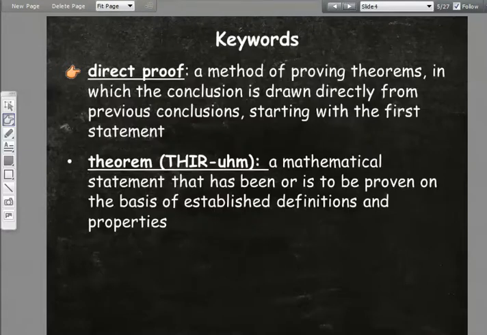Some words we're going to be using in this lesson are direct proof, which is a method of proving theorems in which the conclusion is drawn directly from previous conclusions, starting with the first statement. And we're going to talk a little bit more about a theorem. That's a mathematical statement that has been or is to be proven on the basis of established definitions and properties.